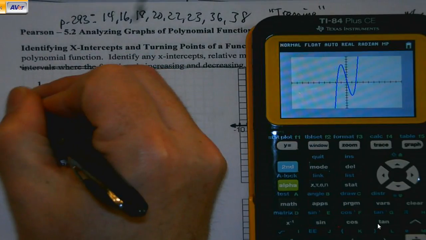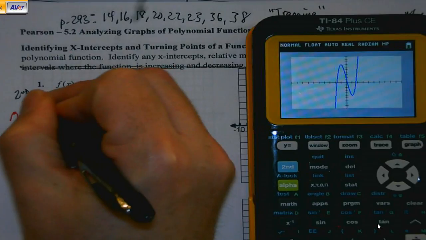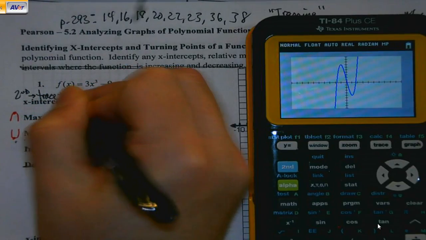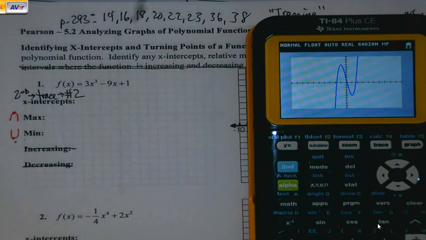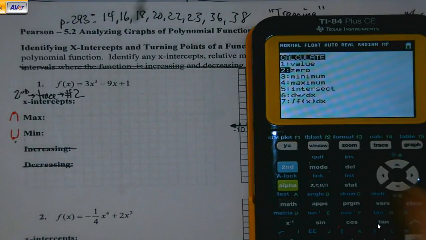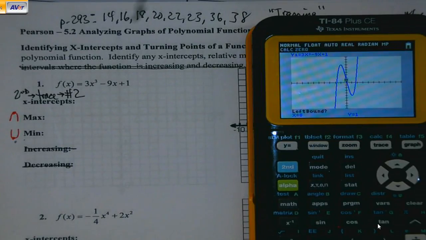So to find an x-intercept, we're going to do second, trace, and we're going to be using number 2. So second, trace, and I know it doesn't say x-intercept, it says 0, but x-intercepts and zeros are the same thing. So once I get here, this little cursor guy should be flashing somewhere in the middle of my screen. It may not be in the exact spot mine is, but that's okay.